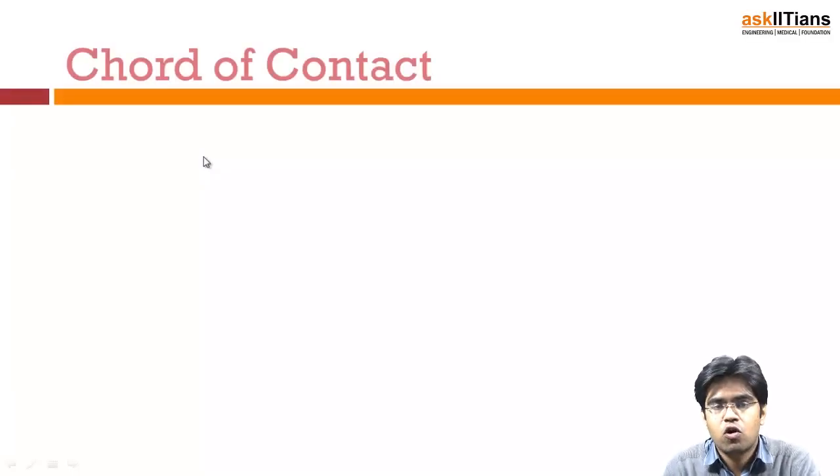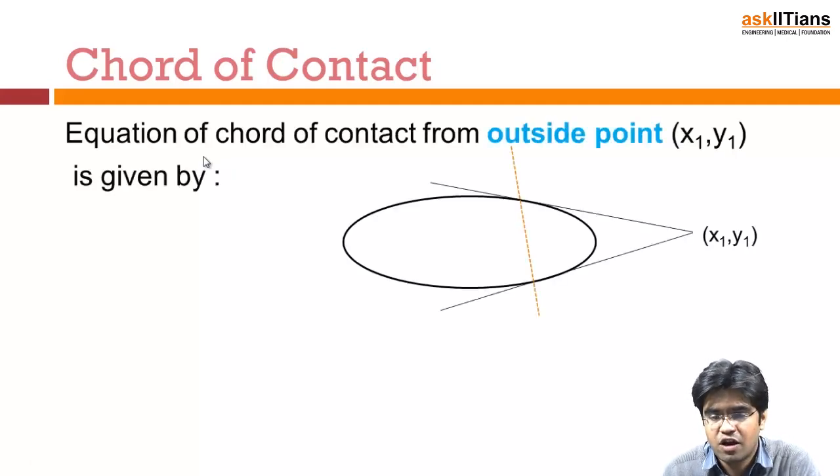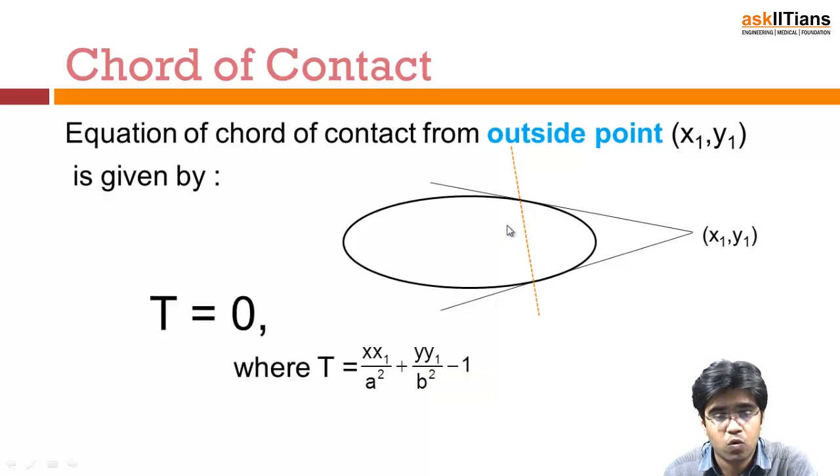Now we know what a chord of contact is. Suppose you have any point x1, y1 that is outside, and we know that from a point outside we can draw two tangents. So we join the two points of contact of the tangents, and the chord that comes out we call the chord of contact. The equation of chord of contact is given by T equal to 0, where T has its usual meaning.